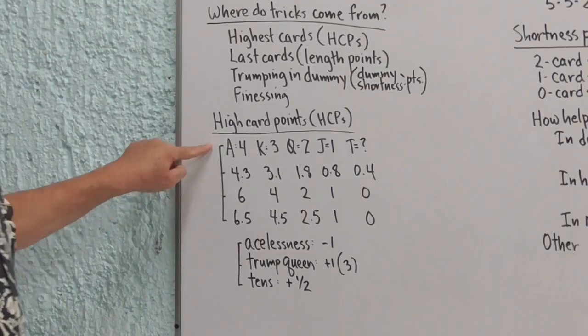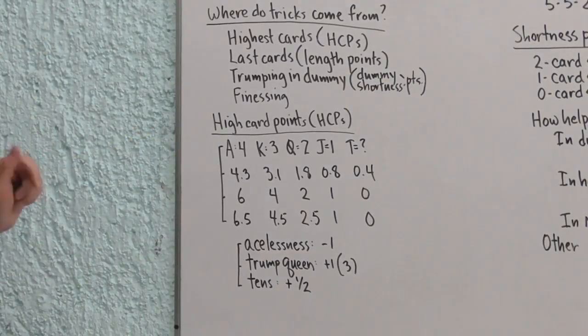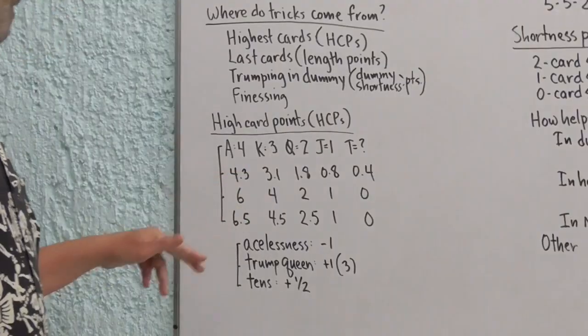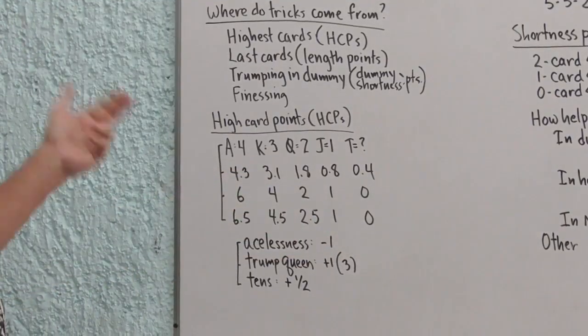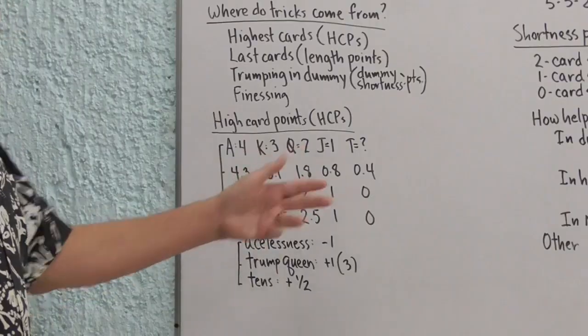In the end, we're going to go back to this system, but we're going to make modifications to account for these differences. And here's just one more that I found somewhere. 6.5, 4.5, 2.5, 1, and 0.